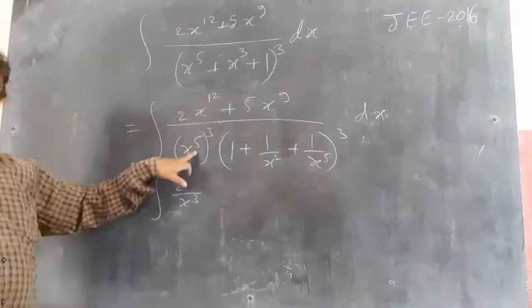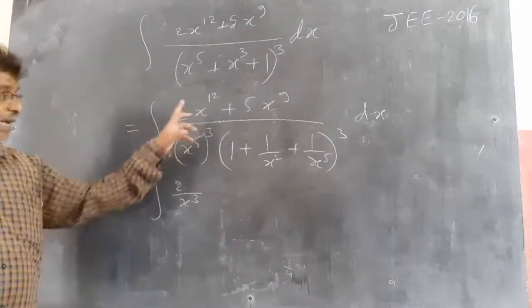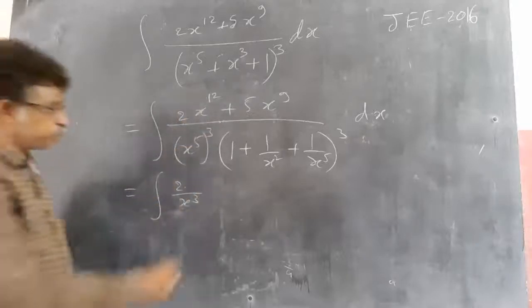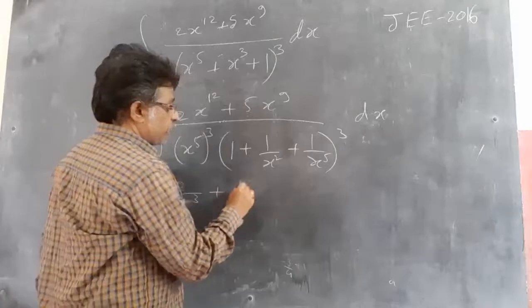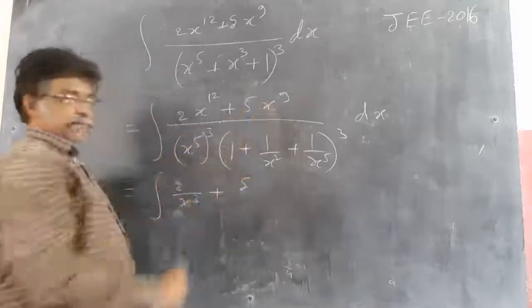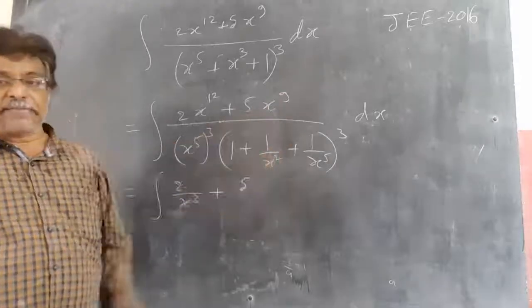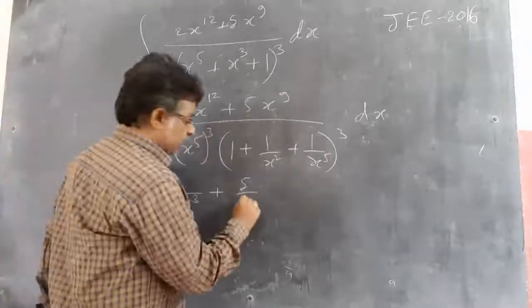x^12 by x^15. a^m by a^n is a^(m-n). So 12 minus 15 is minus 3, which means 2 by x cube. Plus, this is also the same: 5 into x^9 by x^15, a^m by a^n, x^(9-15) is minus 6, which means 5 by x^6.